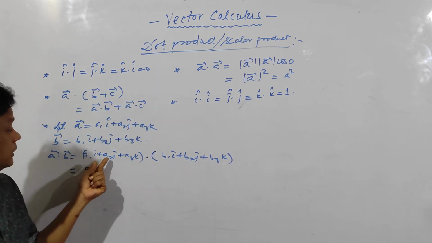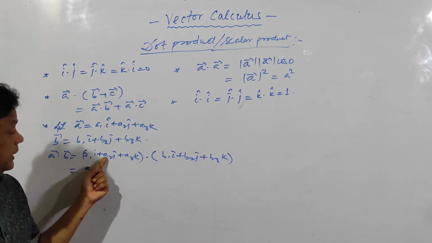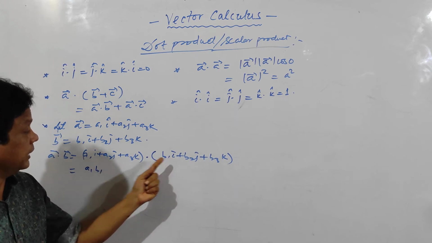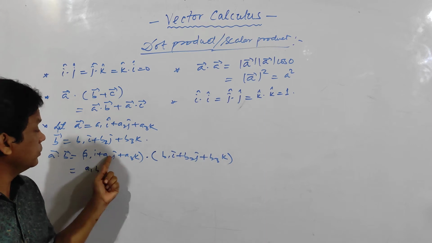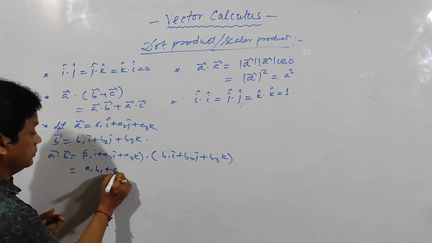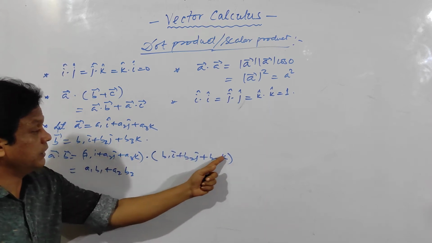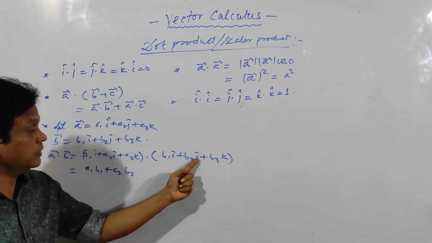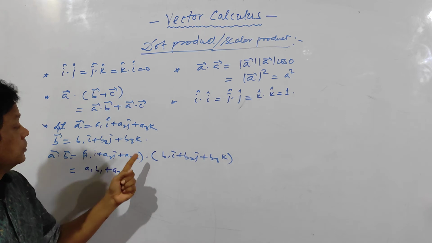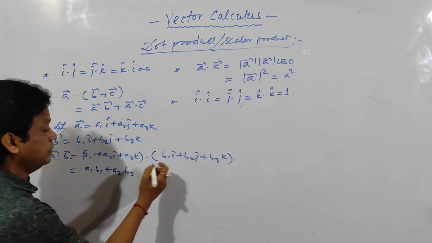Clear? So now come to the second term. a2 j cap dot b1 i cap. That means j dot i, it is 0. j dot j, it is 1. So a2 b2. Then j dot k, it is 0. Then the third part, k dot i, it is 0. k dot j, it is also 0. So k dot k, it is 1, so a3 b3.